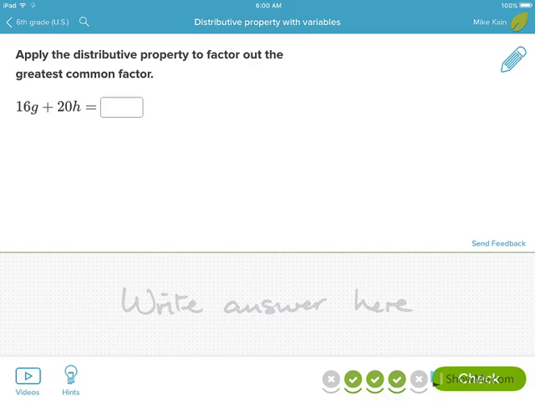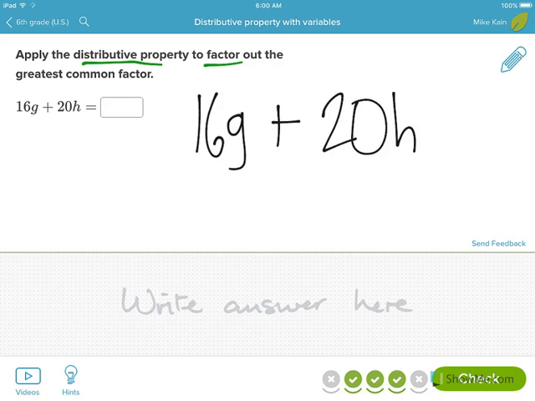Alright, in this super short video, we're going to talk about applying the distributive property to factor out the greatest common factor. So, step number one with our problems is copy it down. So, in your notes, let's copy this down: 16g plus 20h.